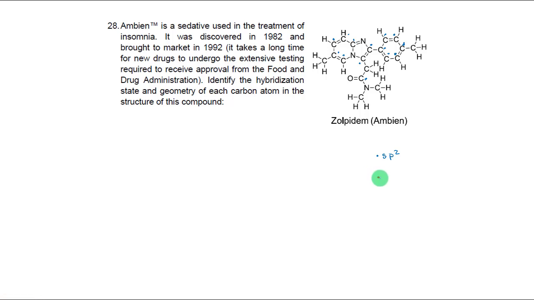And I'm going to use a red triangle for sp3. There are no triple bonds here, so I don't have to worry about sp. So anywhere carbon is making 4 bonds, that is my sp3. I believe that is all of those. So the sp2 hybridized are trigonal planar, and sp3 are tetrahedral.